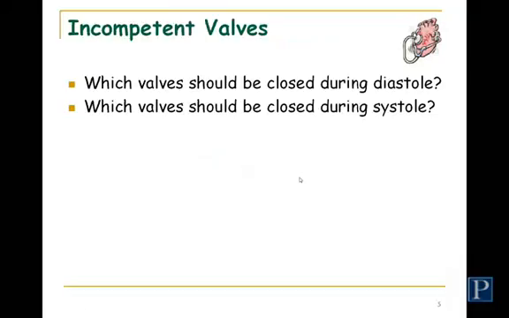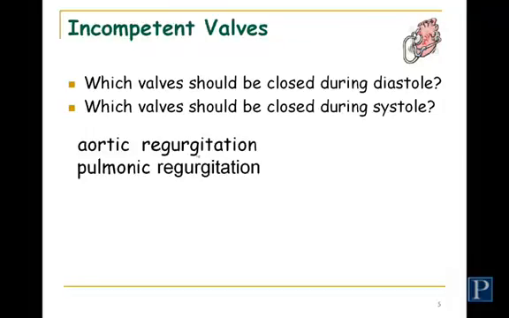The semilunar valves should be shut. So your semilunar valves are the aortic and pulmonic valves. So if you have aortic regurgitation or pulmonic regurgitation, they create what we call diastolic murmurs. So you're going to hear these following S2 up into the next S1.